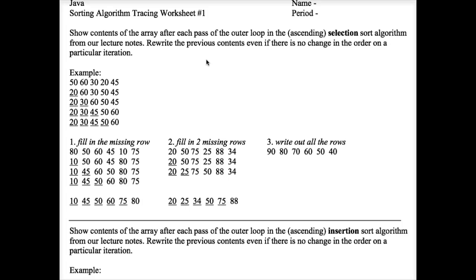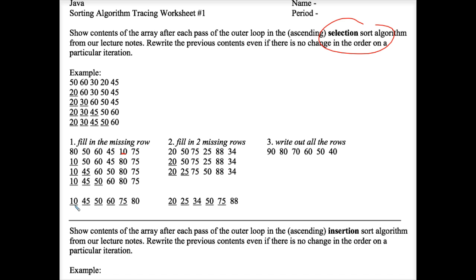Here we go with sorting algorithm tracing worksheet number 1. If you're given these values right here in this fictitious array, where 80 is in index position 0, 50 is in index position 1, etc. In the first pass of the outer loop in your selection sort, the algorithm goes from left to right and scans and finds 10 to be the smallest element.